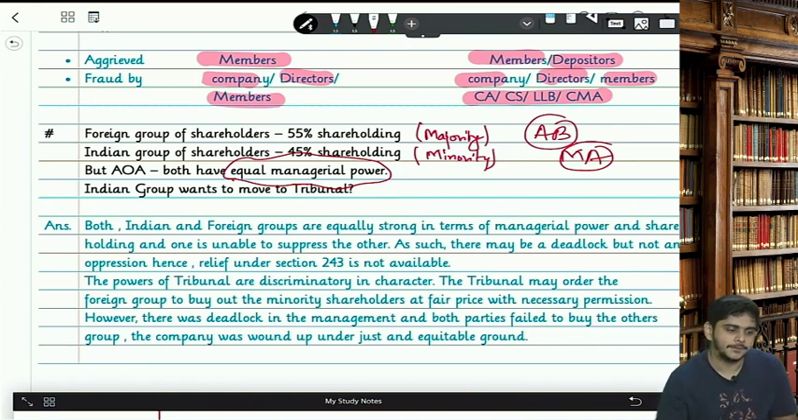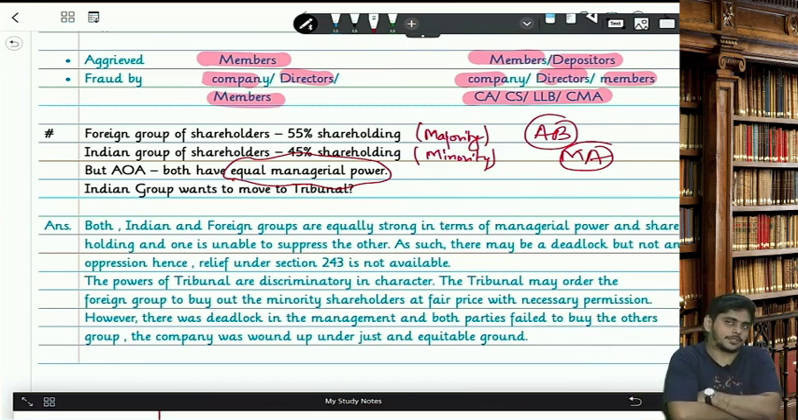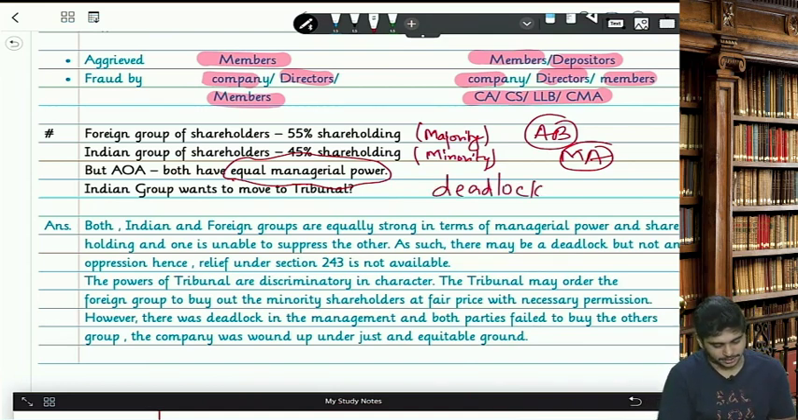But the AOA made it very clear that when you're talking about decision making, both the groups will have equal power. That means 50%, 50%. Foreign group is saying Abhishek Bansal will be the chairperson. They are saying Mukesh Ambani. So there is a dispute, there is a disconnect. Agreed. But neither is it oppression nor is it mismanagement. No group is taking a decision. When no group is taking a decision, it results into a deadlock situation, guys.